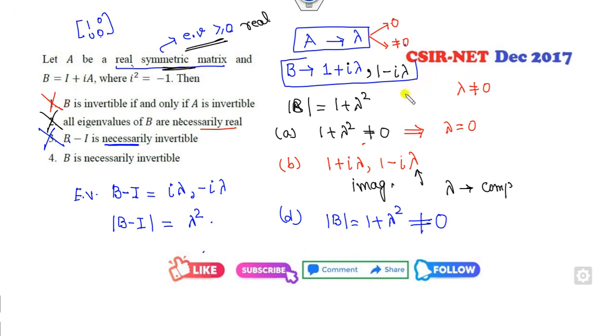Whether the lambda is 0 or non-zero, this can never be 0. Yes, option D is the right answer to this problem.